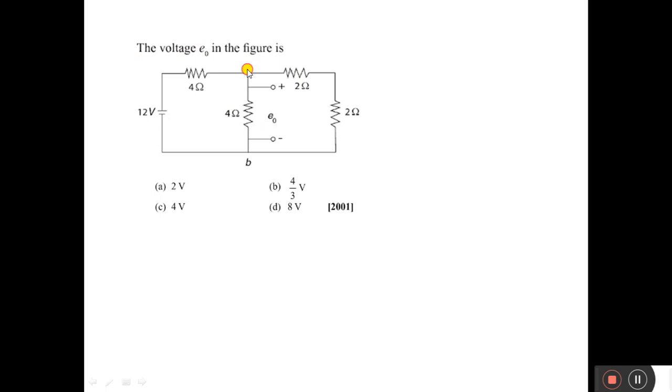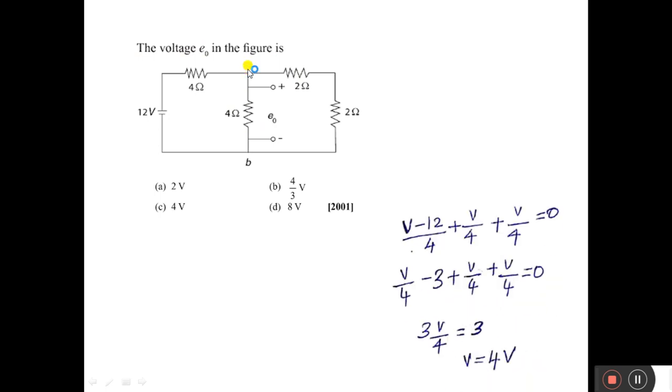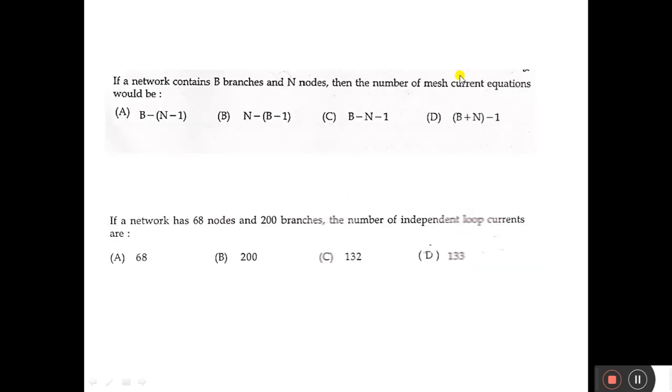If you take any one node voltage V, so (V minus 12) by 4, V by 4, V divided by 4. There is no voltage source here. So if you separate V by 4, 12 by 3 becomes 3. So here 3V by 4 is there. If you bring the 3 to the right hand side, 3 cancels, you will get V equal to 4 volt directly. Option C is the correct one.